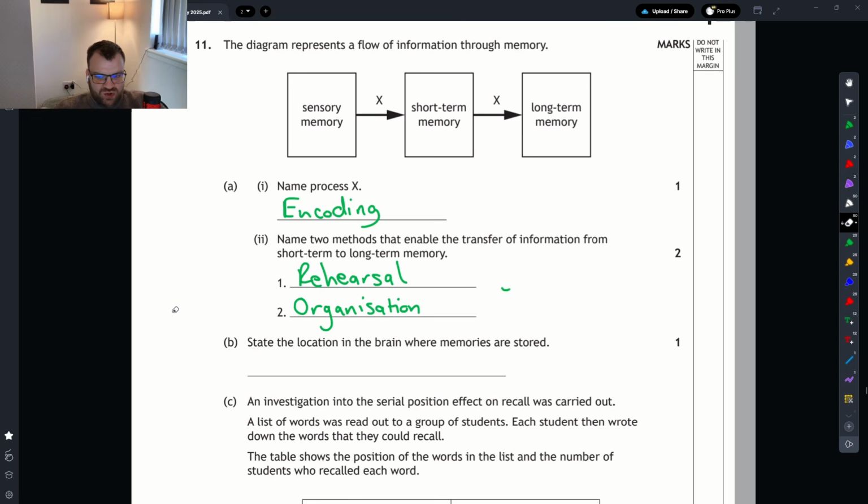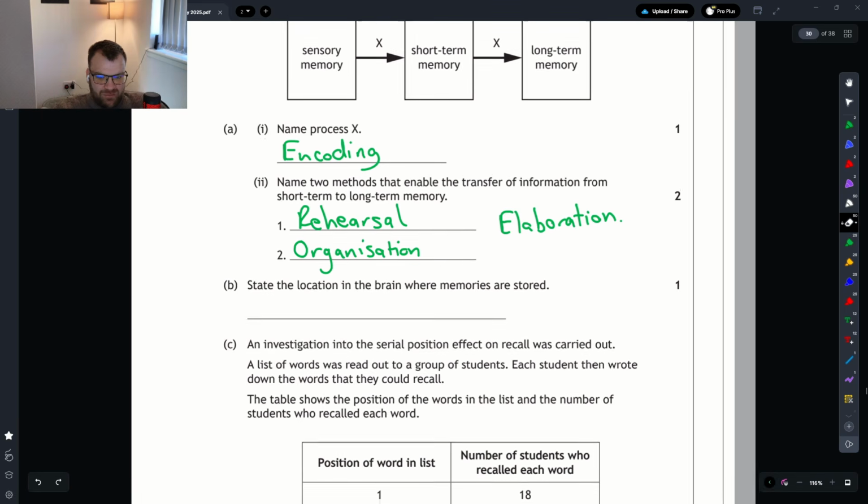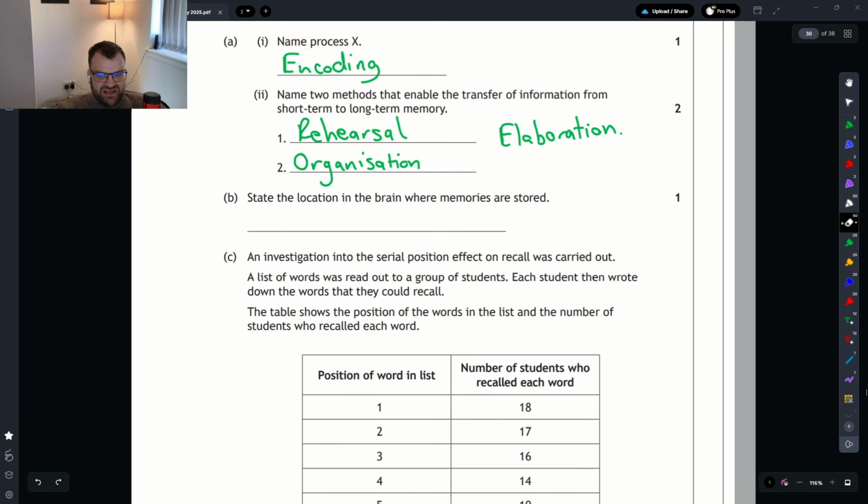You could also use elaboration, where you're looking for not just a set of words, but you're looking for connections between them, or maybe some more information that helps get it stuck in the brain. Storing memories, that happens in the cerebrum, or specifically the cerebral cortex of the cerebrum. That should pick up the mark for that one.